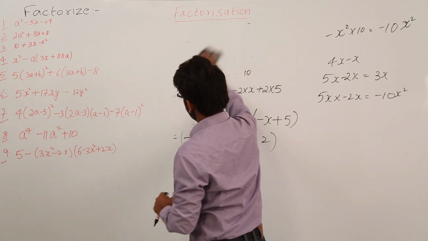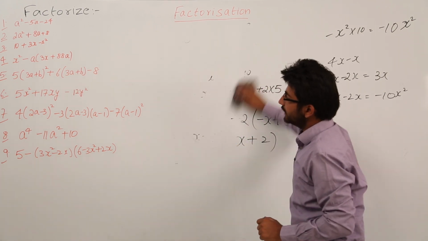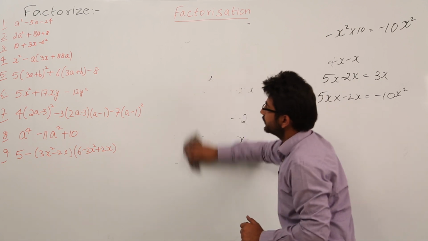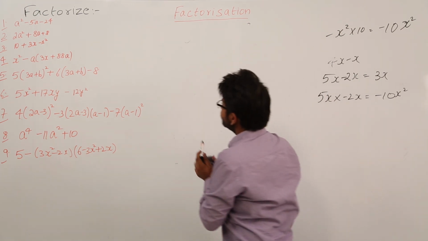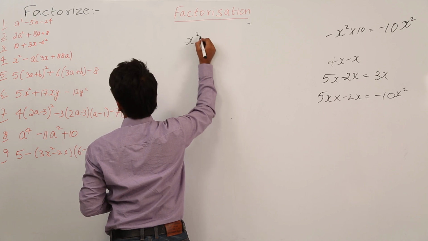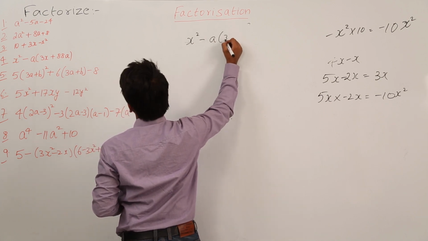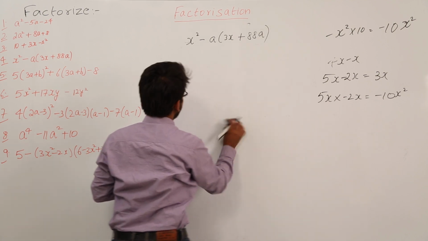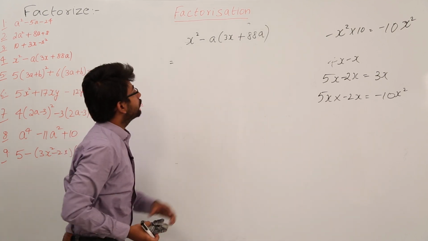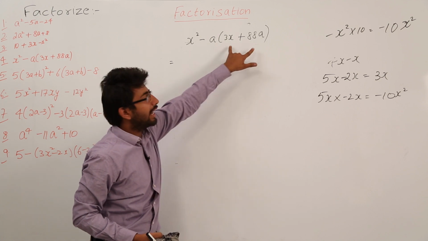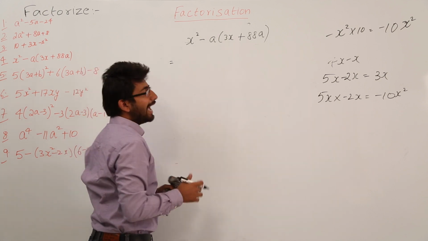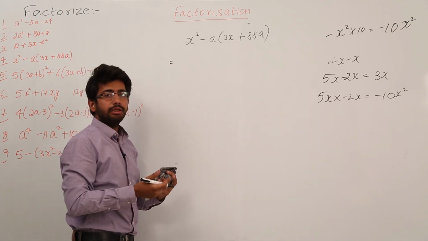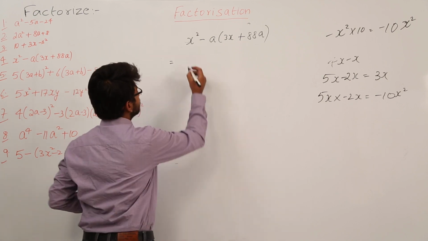Now let us see our fourth question, which is x square minus a into 3x plus 88a. Now let us first try to open this bracket. So we have the full term, and let us see what method we need to use after that.